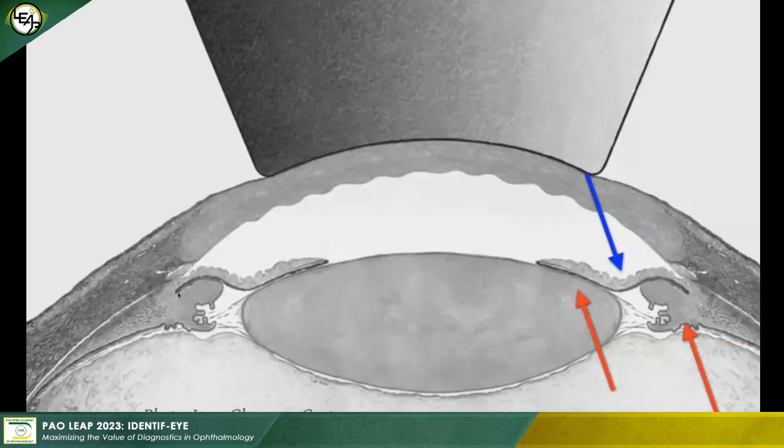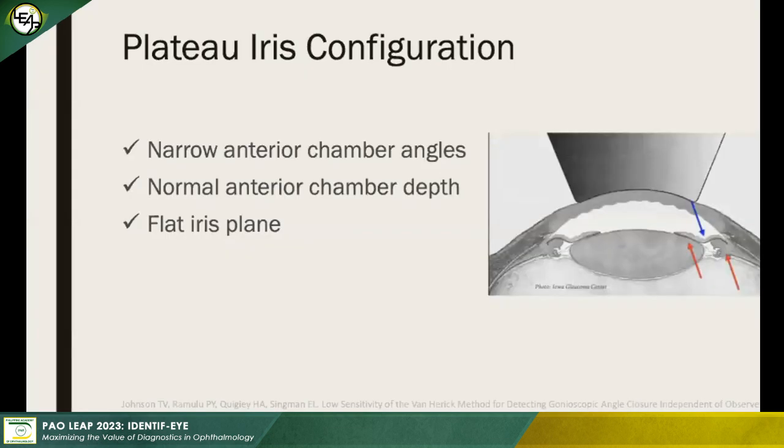So it should be noted that in plateau iris, the examiner will sometimes notice that they will have a bit more difficulty or need more force to open the angle because the ciliary processes must be displaced posteriorly as well. So some key features of plateau iris include the narrow anterior chamber angles with a relatively flat and normal central anterior chamber depth.